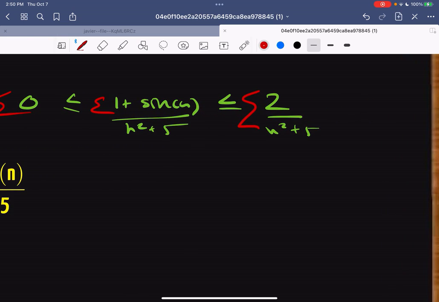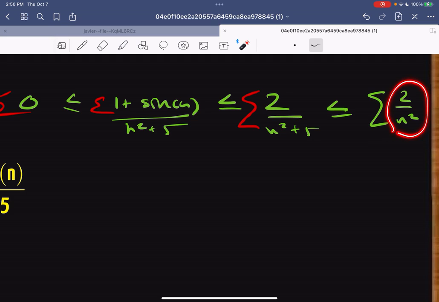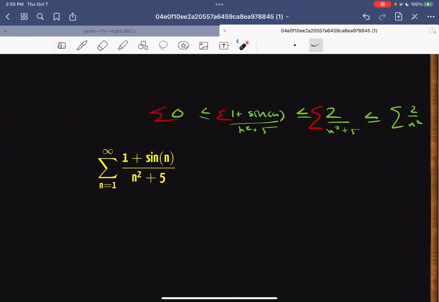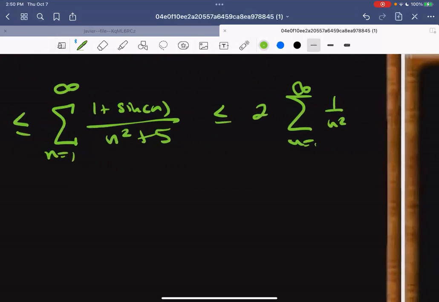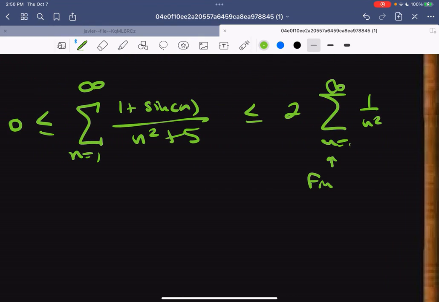Actually, this one you can make even easier. You can say this is less than or equal to the summation of 2 over n squared. By making the denominator smaller, I took 5 away from it, I make the quotient bigger. So then we have that 0 is less than or equal to the summation of 1 plus sine of n all over n squared plus 5 as n runs from 1 to infinity, and that's less than or equal to 2 times the summation of 1 over n squared as n runs from 1 to infinity. And that, of course, is finite. It converges.